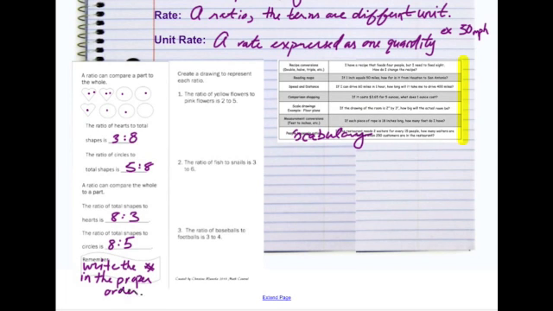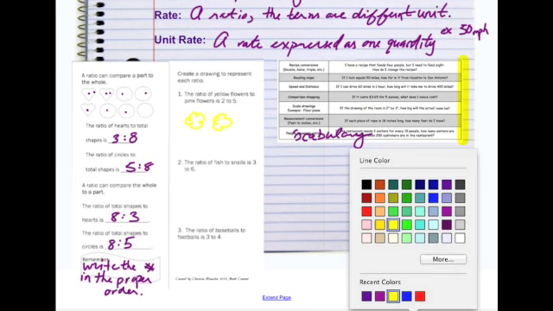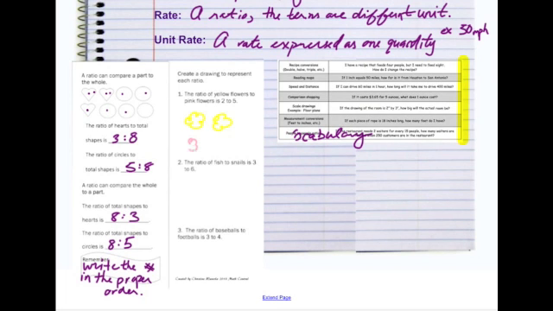Lastly, to finish up this foldable, it says create a drawing to represent each scenario. The ratio of yellow flowers to pink flowers is 2:5. So I'm going to have 2 yellow flowers compared to 1, 2, 3, 4, 5 pink flowers.